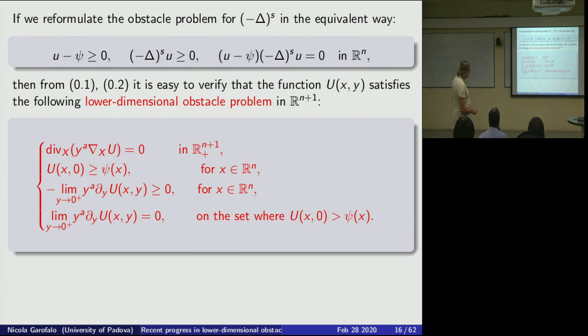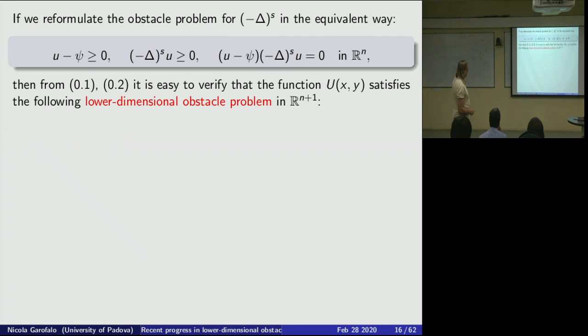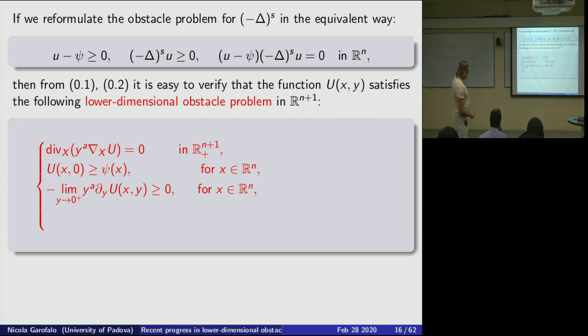And remember that, you see, minus this is equal to this. So since this is bigger than or equal to 0, then minus this limit has to be bigger than or equal to 0. So it's a condition that appears here. And this is precisely the Signorini condition. So these two things are the two Signorini conditions. At every point, either this or this one will be satisfied.